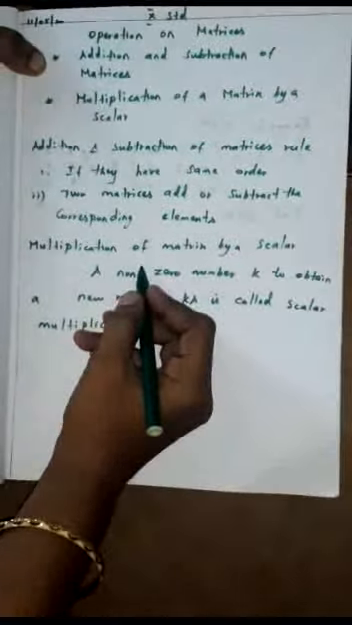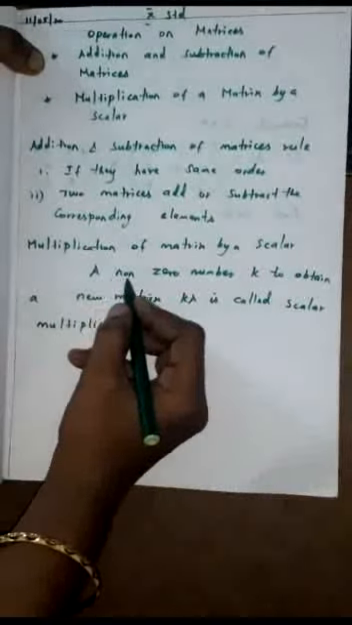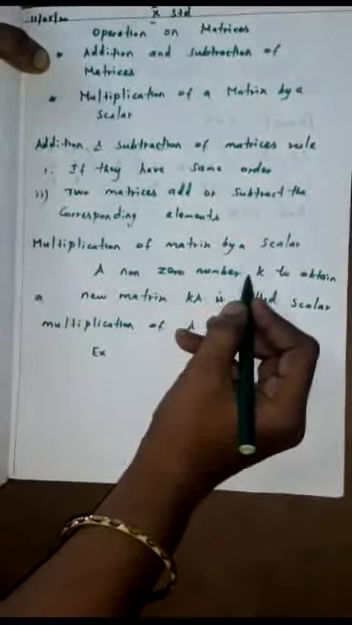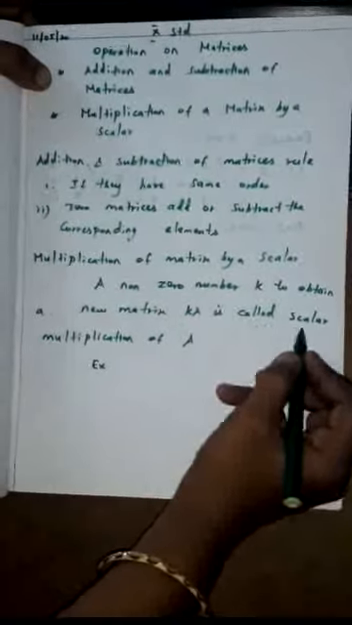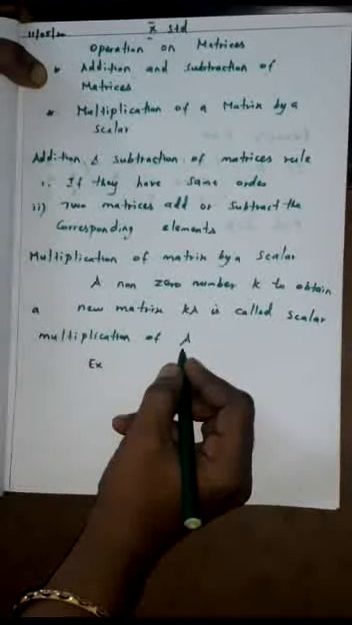The next is multiplication of a matrix by a scalar. We can multiply a given matrix A by any non-zero number k to obtain a new matrix kA, which is called a scalar multiplication of A.